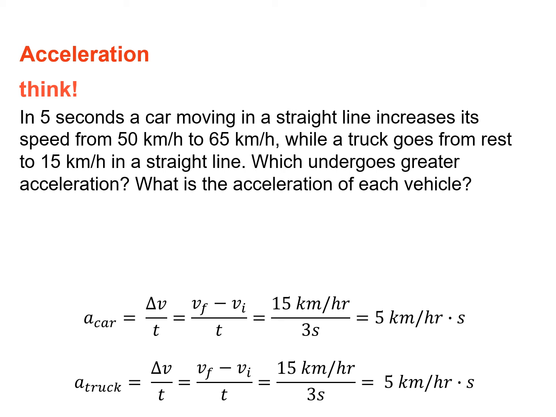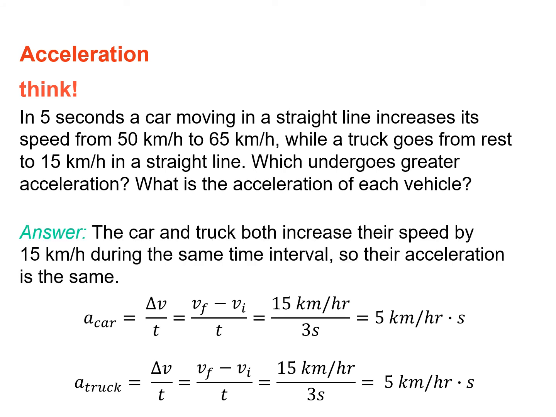If you calculated the answers, you'll find that both the car and the truck accelerate at 5 kilometers per hour per second. The point is that many students confuse going fast with a high acceleration. Acceleration is not how fast you're going, it's how fast your speed is changing. So if they both change 15 kilometers per hour in 3 seconds, they both have the same acceleration, even though they are going at 2 different speeds.